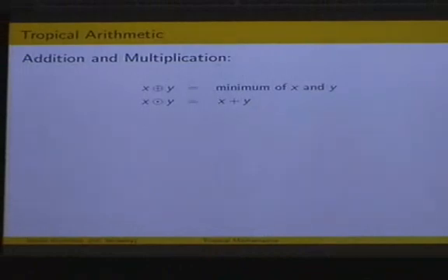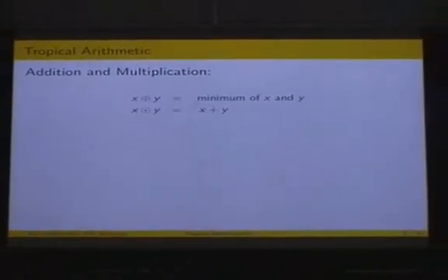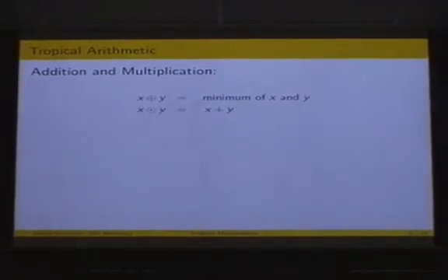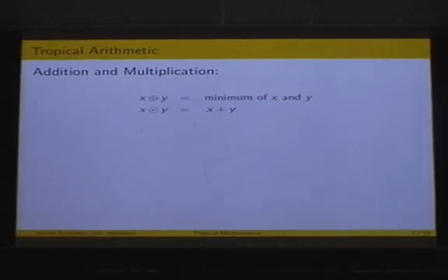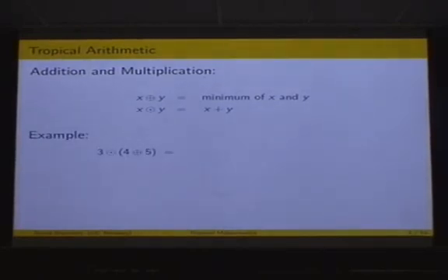So in tropical math, we're going to redefine arithmetic. We're going to say that the tropical sum of two numbers x and y is the minimum of x and y. The tropical product of two numbers x and y is the classical sum. So let's practice this. Many of the familiar rules of arithmetic hold, such as commutativity, associativity, distributivity.